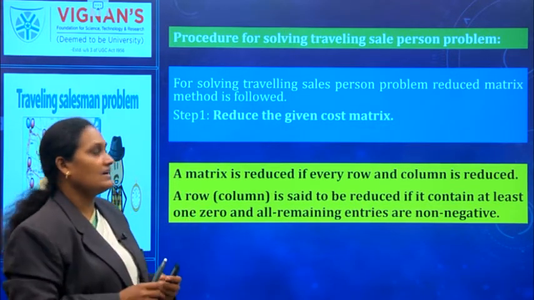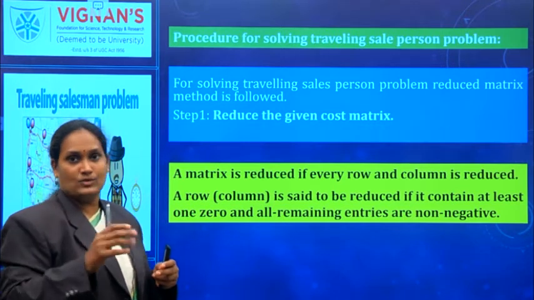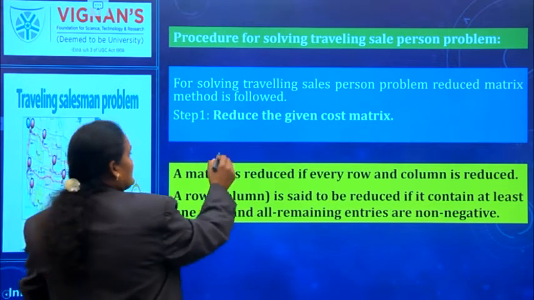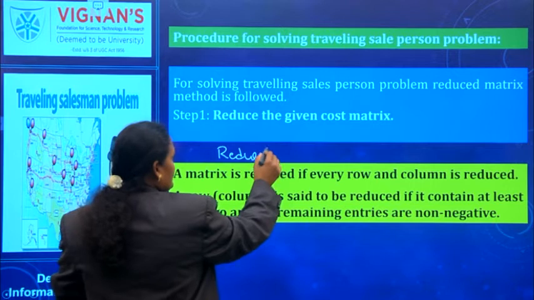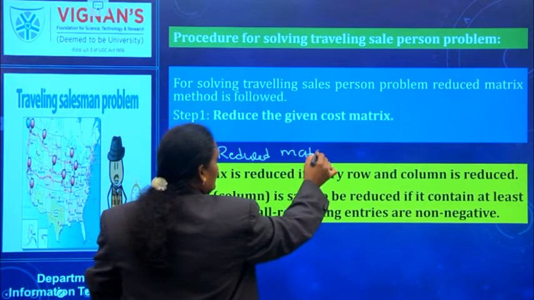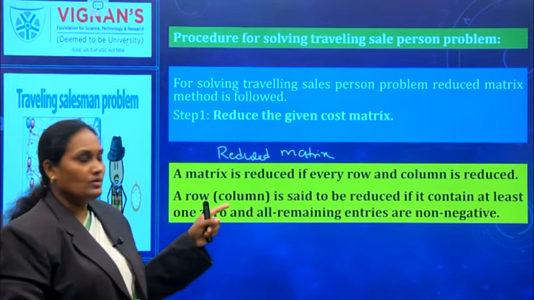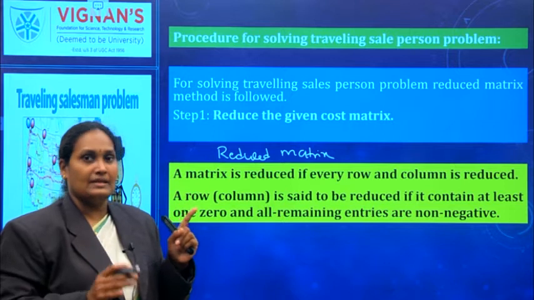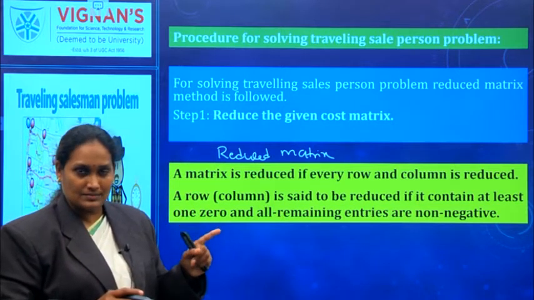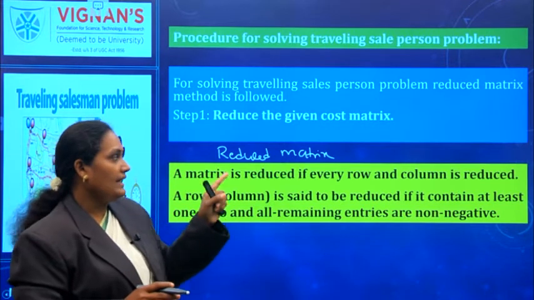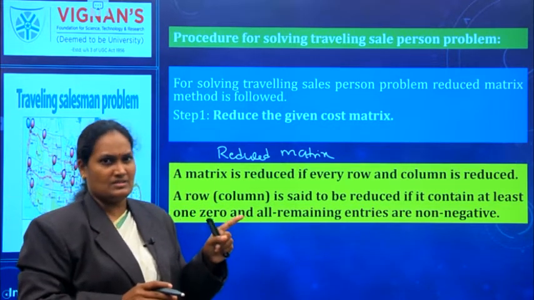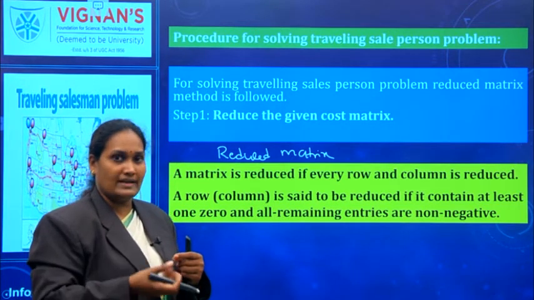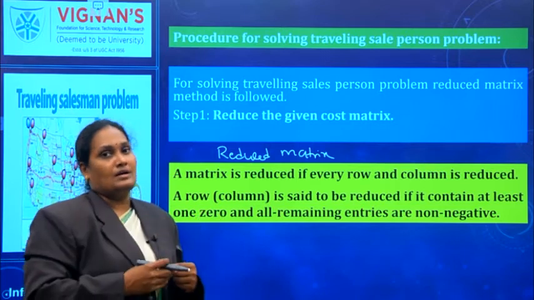How to reduce the given cost matrix? First of all, what is a reduced matrix? A matrix is said to be reduced if every row and every column is reduced. What is meant by row reduction and column reduction? If you know row reduction and column reduction, then you can know the reduced matrix.